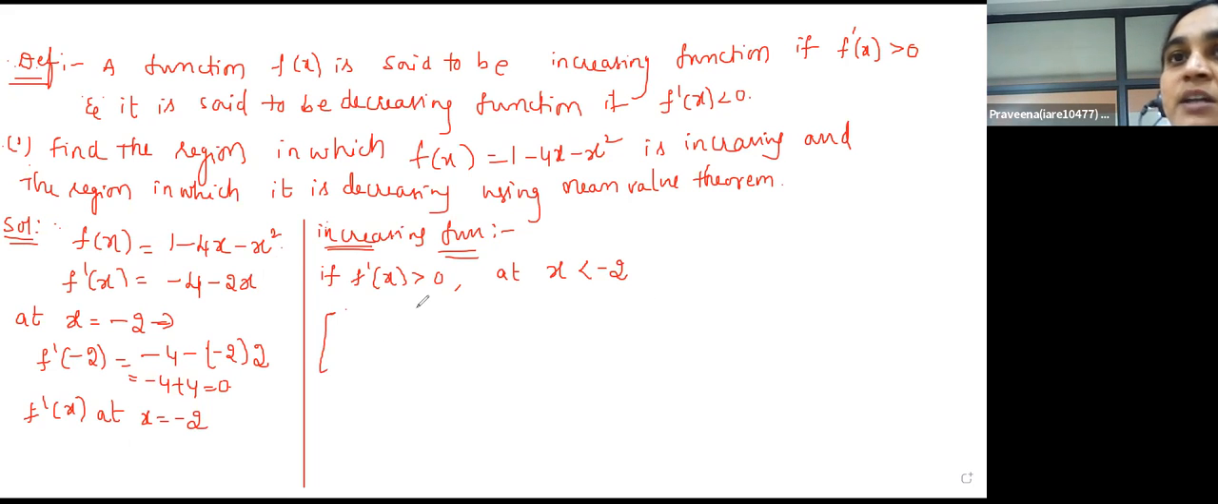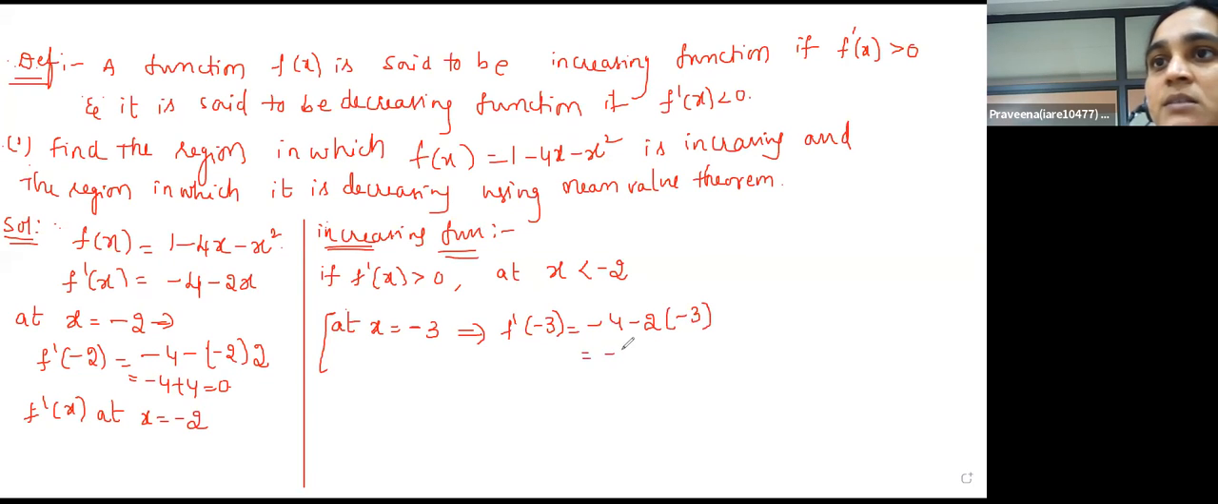At x less than minus 2, I'll check f dash of x at minus 3. That is f dash of minus 3 is equal to minus 4 minus 2 into minus 3, that is minus 4 plus 6, that is equal to 2. See all of you, you have taken a value of x less than minus 2, therefore f dash of x is greater than 0. That means if you take any value of x less than minus 2, definitely this condition, f dash of x greater than 0, is satisfied.